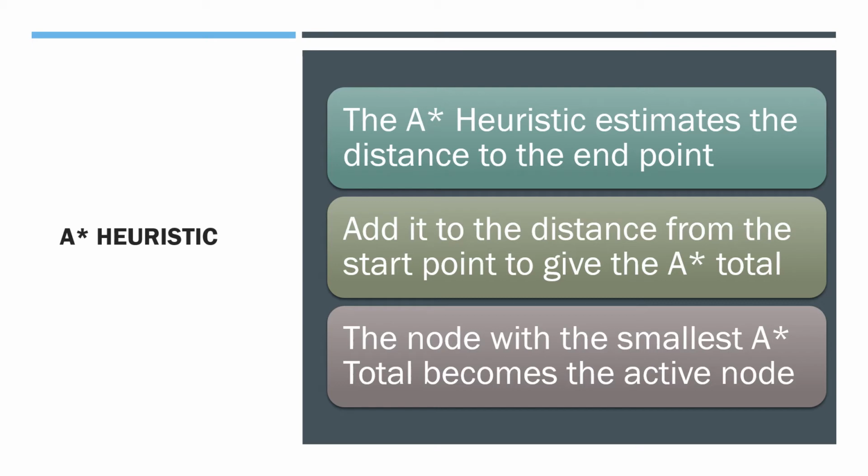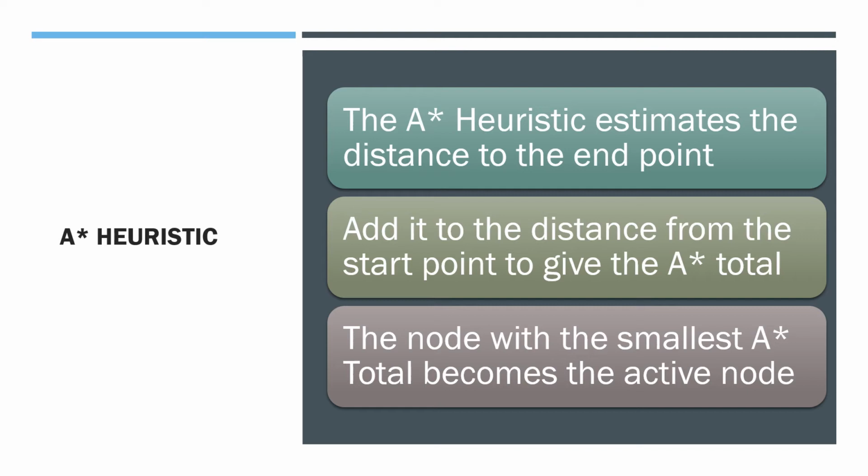The A-star heuristic, as it is called, tells us the distance to the end point. It's only an estimate. Of course it's only an estimate because we haven't done the full algorithm yet. We haven't actually got the right route, but we make a good guess at the right location. We add this guess to the known distance that we've already calculated, and that gives us something called the A-star total.